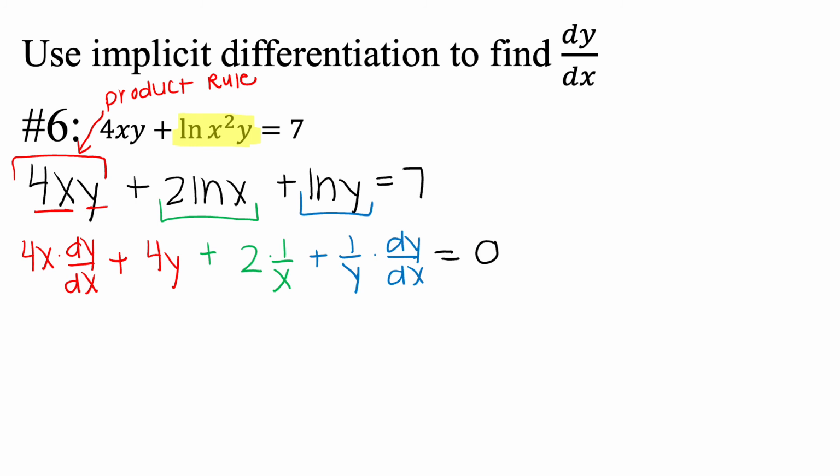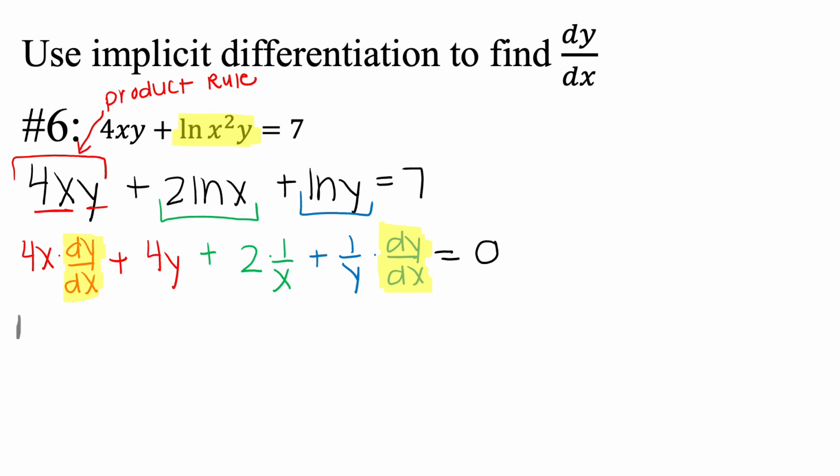So just double check your derivative. We have 4x dy/dx plus 4y plus 2 times 1 over x plus 1 over y dy/dx equals 0. So you probably remember from way back when you have a problem like this and you're trying to solve for dy/dx, but you have multiple, you need to isolate your terms with dy/dx so you can factor it out. So I'm just going to identify where my dy/dx terms are, and I'm going to scooch everything else to the other side.